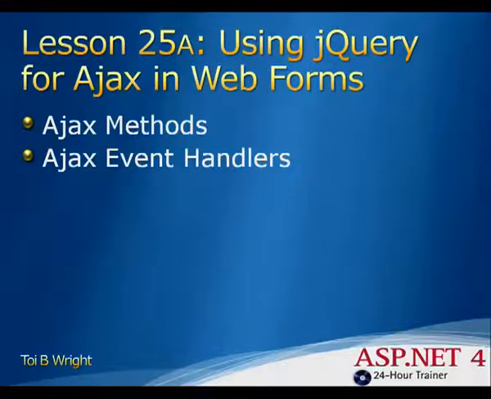The $.getScript method loads a JavaScript file using an HTTP GET request and executes it. The .load method loads HTML into the specified element, and the $.post method loads HTML using an HTTP POST request. The simplest way to fetch data asynchronously from the server is to use the .load method. The .load method can be used to replace the update panel server control that was introduced in Lesson 24A.